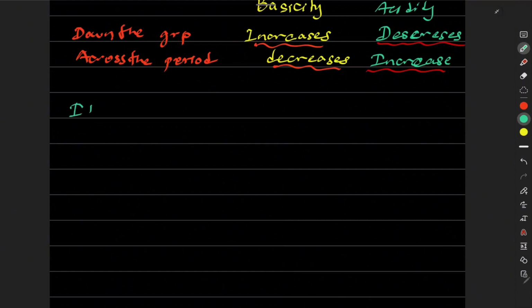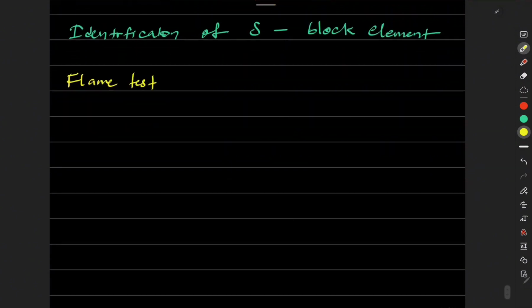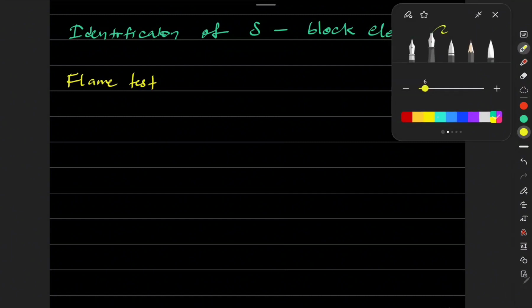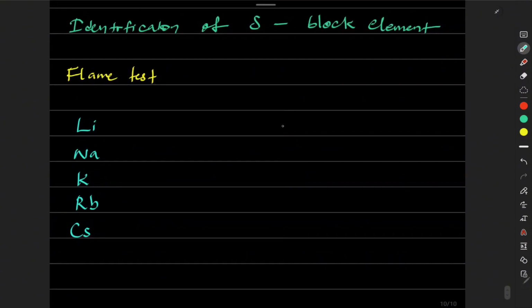Now let's see identification of S block elements. We use the flame test for identification of S block elements. These are the elements and colors. Group 1: lithium, sodium, potassium, rubidium, cesium. Group 2: beryllium, magnesium, calcium, strontium, and barium.